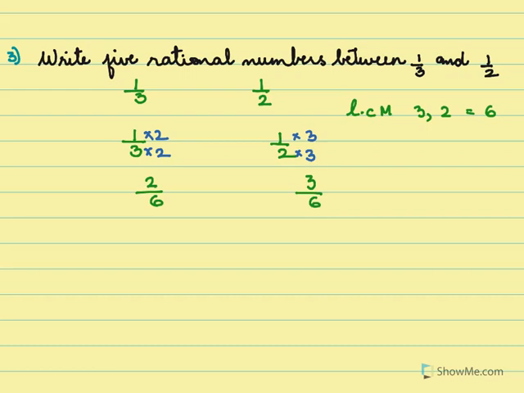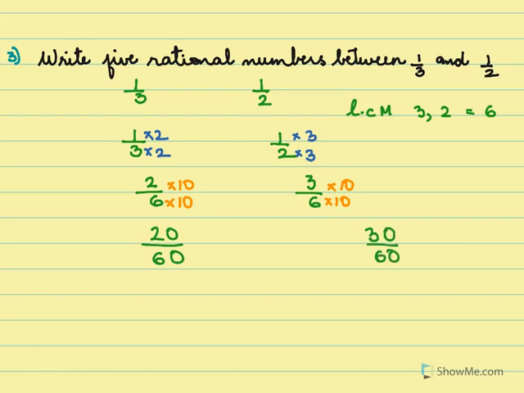Now still there is no gap. There's 2 over 6 and immediately 3 over 6. So I again multiply by 10 to create a gap. You could also multiply it by 4 if you want. So to create a gap, I have 20 over 60 and now this is 30 over 60.